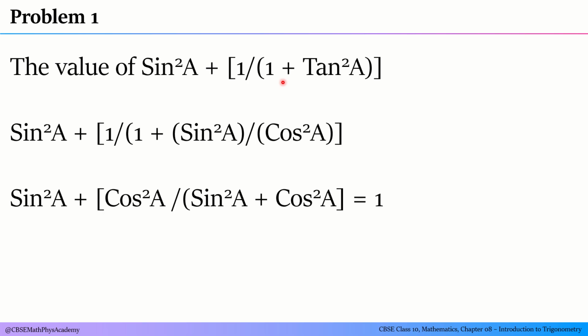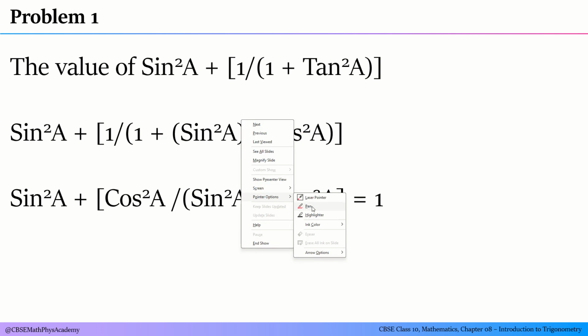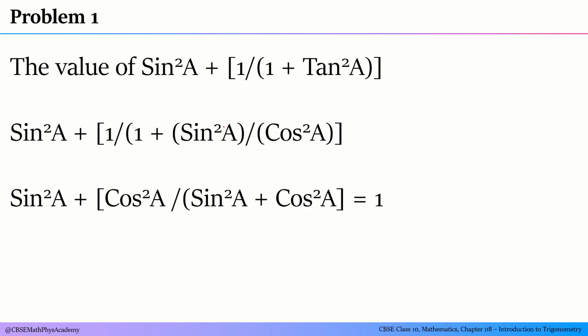In the first method, I know tan is sin by cos, so I'm going to substitute that. So sin square A plus 1 by 1 plus sin square A by cos square A. I'm going to add both these terms. So cos square comes here, and cos square goes to the denominator. So sin square plus cos square, the denominator goes to the numerator here. This whole expression after addition becomes this way.